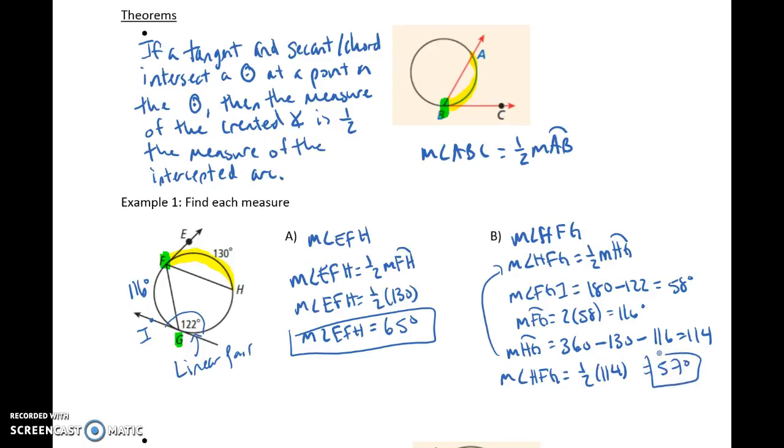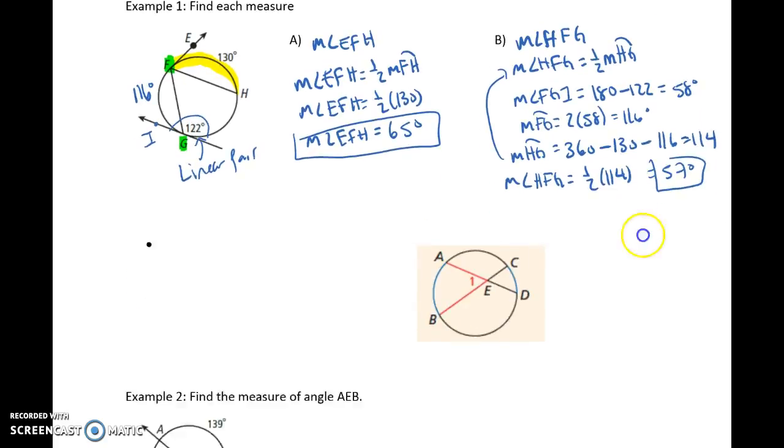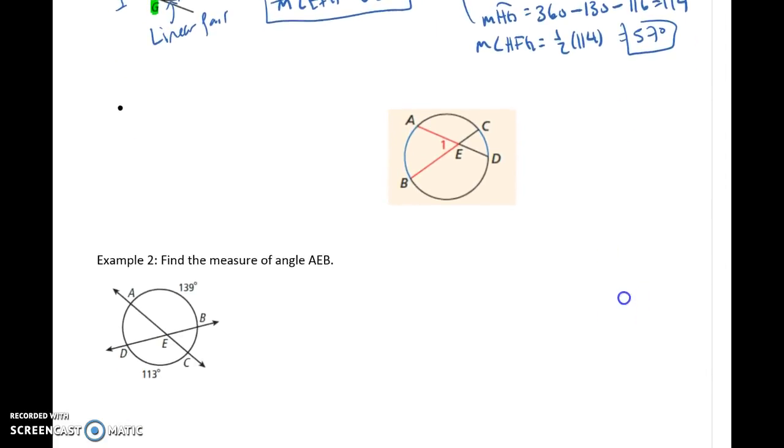Okay, so we just want to be okay with looking at multiple relationships, just adding in the new angle relationships we're learning. We're going to do one more in this video, and that'll be it. We'll finish the rest in class.